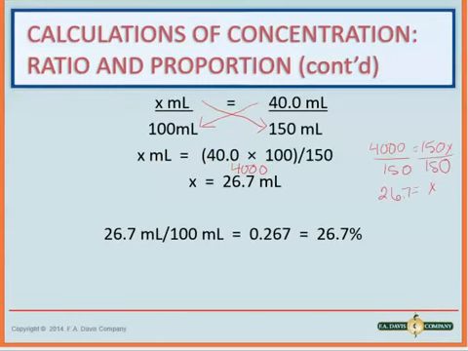And once you get the x by itself, you'll end up with 26.7 as your answer. But remember, we're looking for percentage, so we've got to have our answer expressed as a percentage. So you have to go through and divide by 100, which is going to end up with a decimal, and then you have to move your decimal over 2 spaces to get your 26.7%.